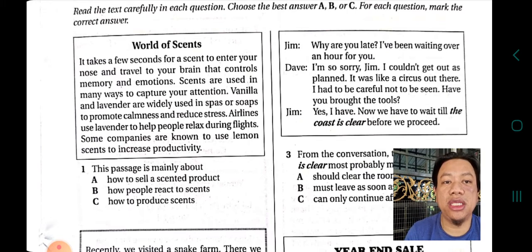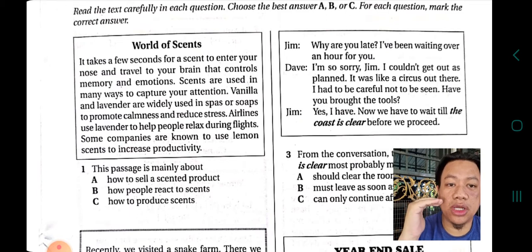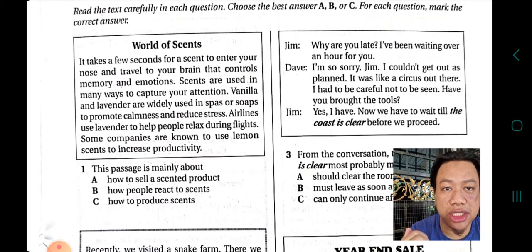The third sentence. Vanilla and lavender are widely used in spas or soaps to promote calmness and reduce stress. The next sentence. Airlines use lavender to help people relax during flights. And the last sentence. Some companies are known to use lemon scents to increase productivity. So, based on all these sentences, it focuses on reaction.